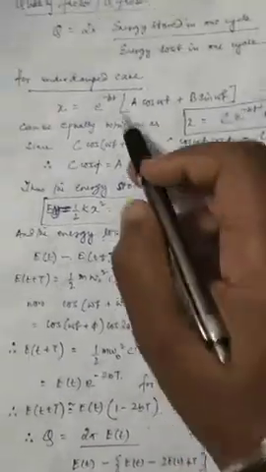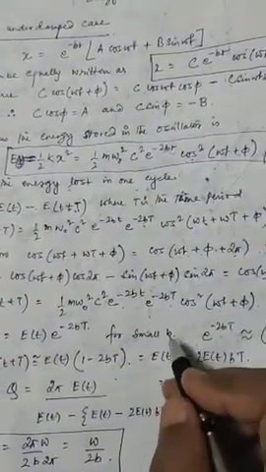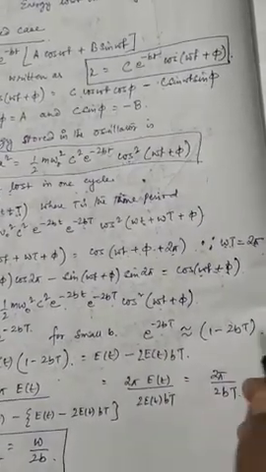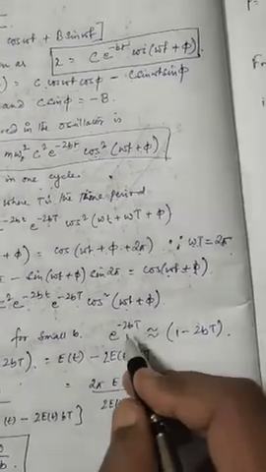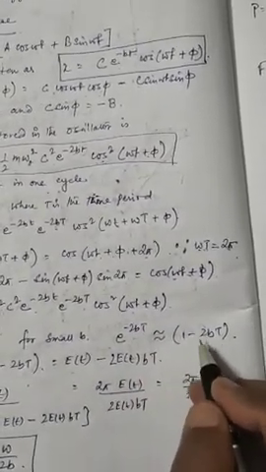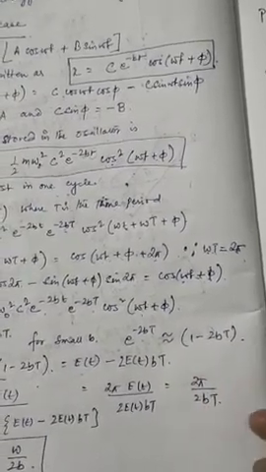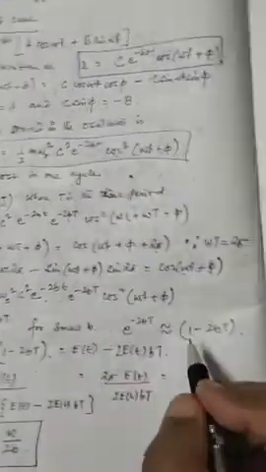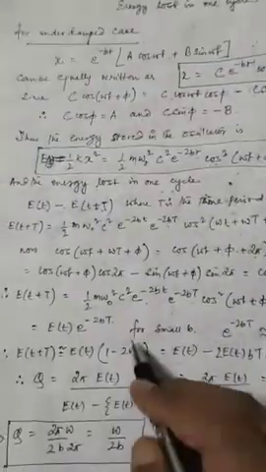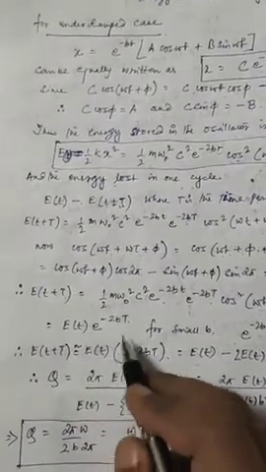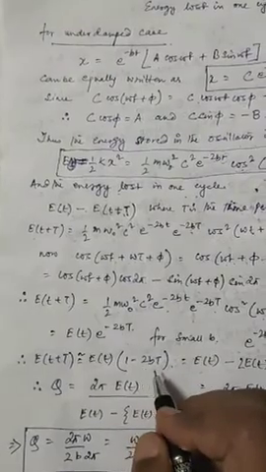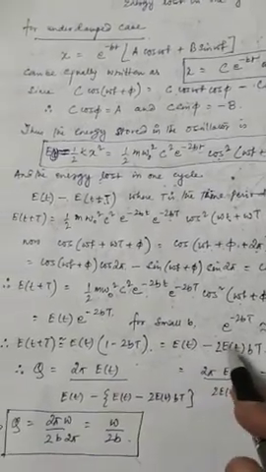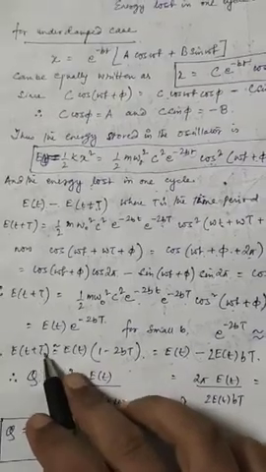Now for small b, because you remember I am doing the underdamped case, so the damping is small. For small b, I can expand e to the power of x as 1 plus x plus x square by 2, and I can neglect the higher order terms. I can approximate e to the power of minus 2bT as 1 minus 2bT. So I replace this. So what is E(t plus capital T)? It is E(t) into 1 minus 2bT. So it becomes E(t) minus 2bT into E(t). So just this is the energy after one oscillation.